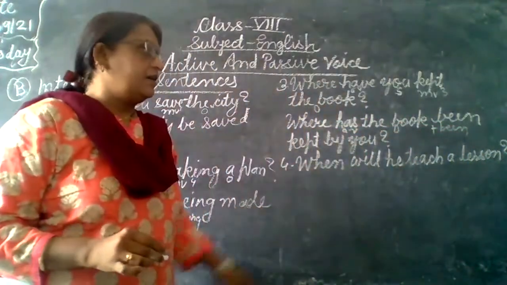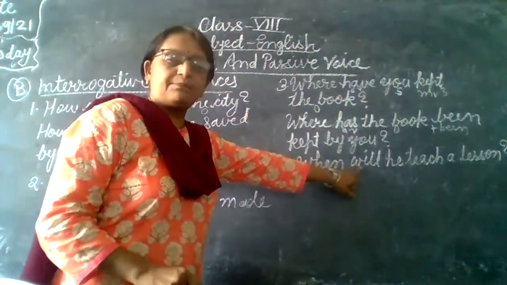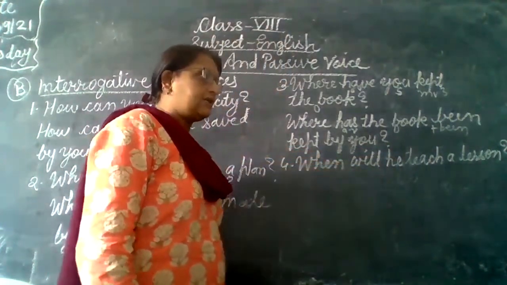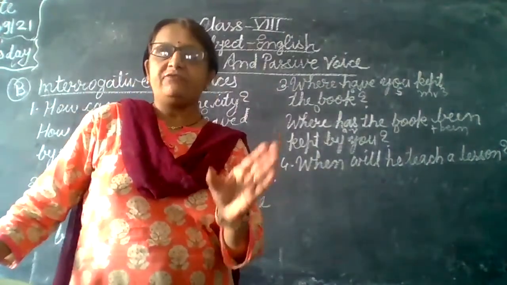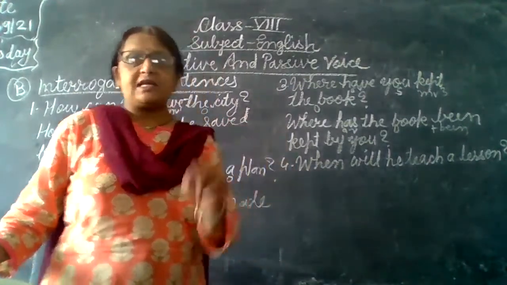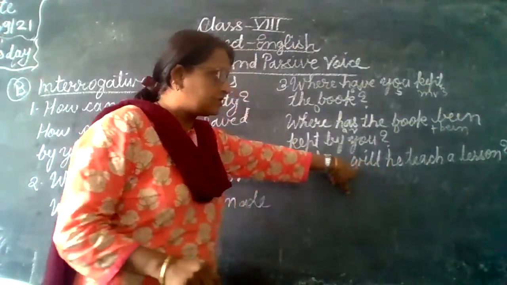When will he teach a lesson? Okay, you got it. Now, this is simple future tense. He will teach a lesson. It is simple future tense. In simple future tense, the auxiliary verbs are shall and will. Shall for the first person, that is for I and we, and will for the second and third person. So, here it is third person, so we have to use will.